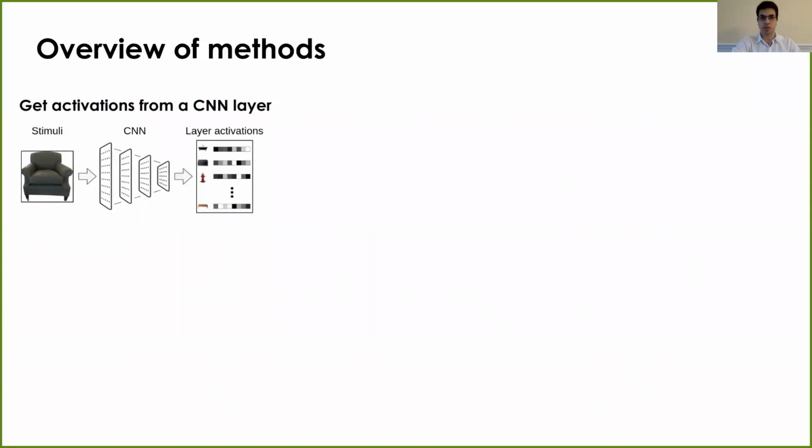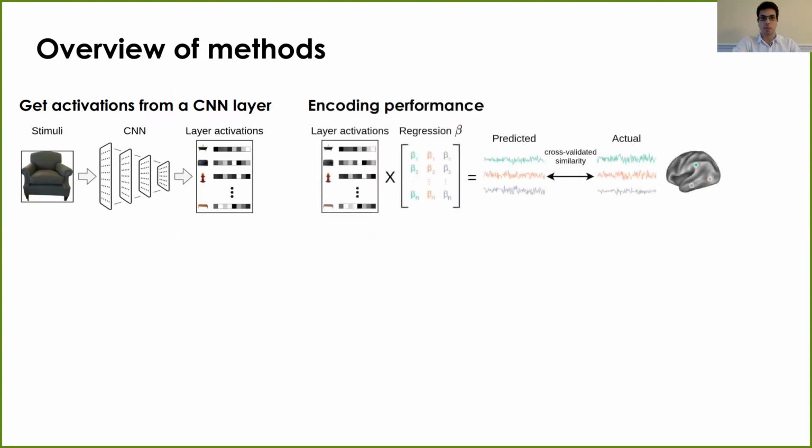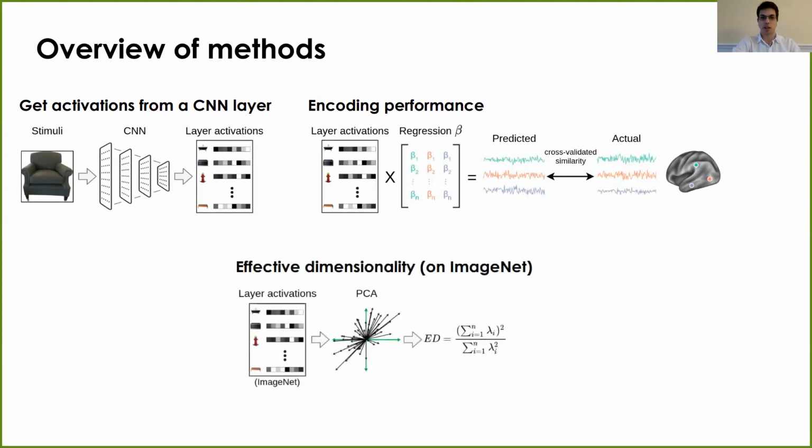How do we go about showing this? We first pass a set of stimuli through a CNN to extract a vector of activations at a given layer. We then measure how well these layer activations explain neural data by training a linear encoding model to predict brain activity using the layer activations as regressors. Then through cross-validation, we can measure how closely the encoder's predictions match the true neural responses on unseen data.